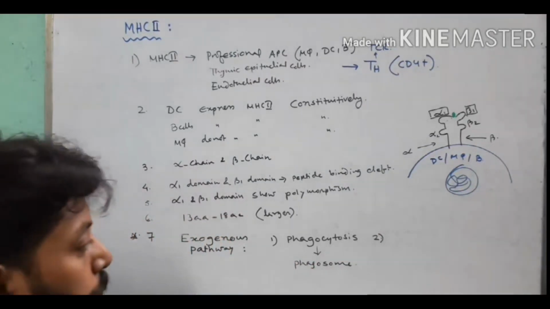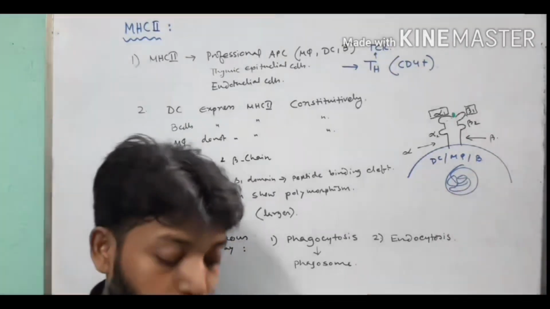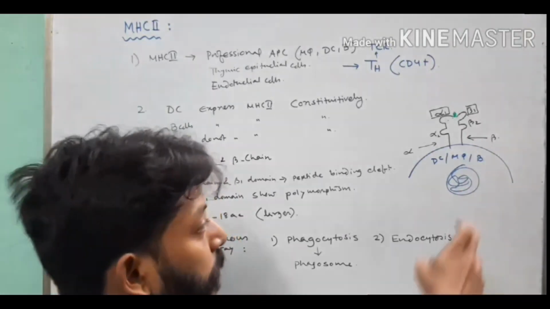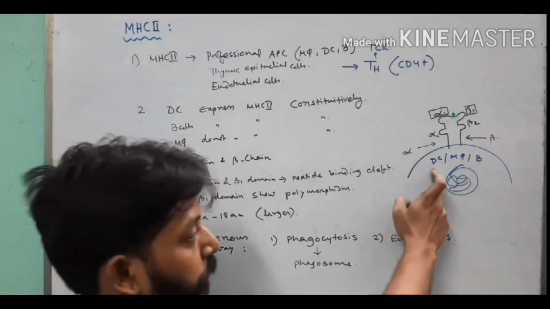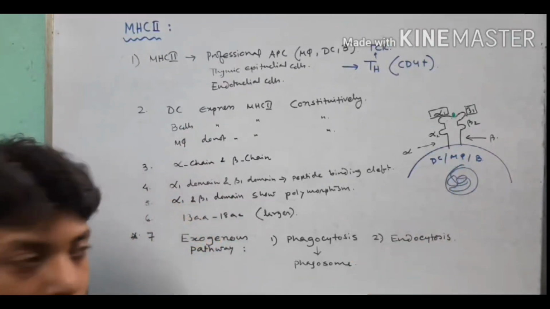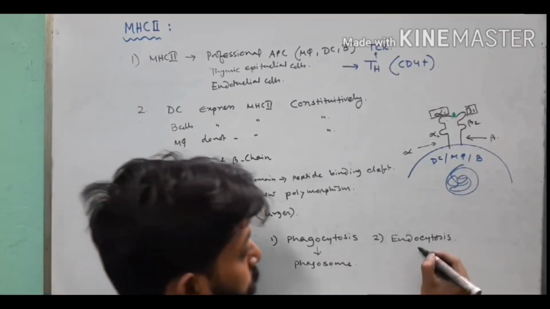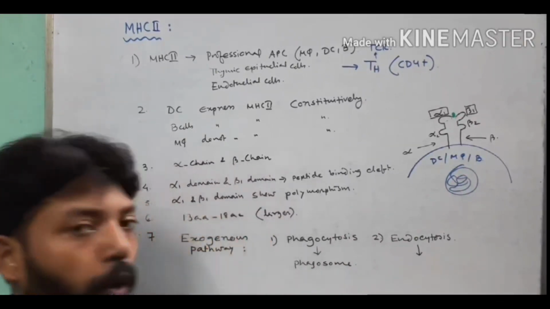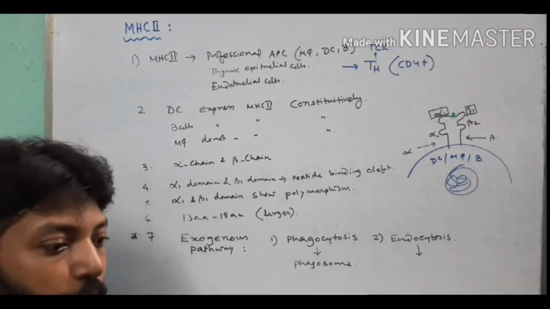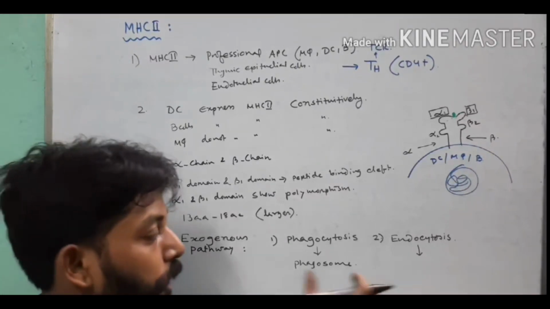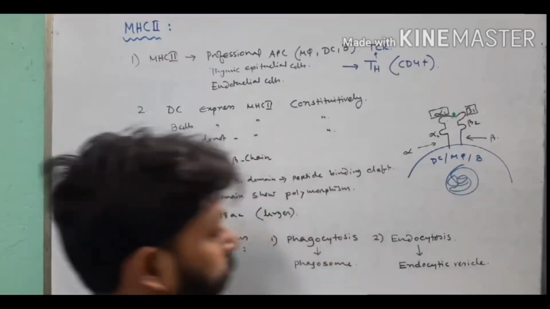The second way by which antigens are processed is receptor-mediated endocytosis. B cell performs this function, receptor-mediated endocytosis. Dendritic cell and macrophage cannot perform this type of endocytosis. So what happens when antigen or bacteria are engulfed by receptor-mediated endocytosis? The pathogen or antigen is present in a vesicle called endocytic vesicle.